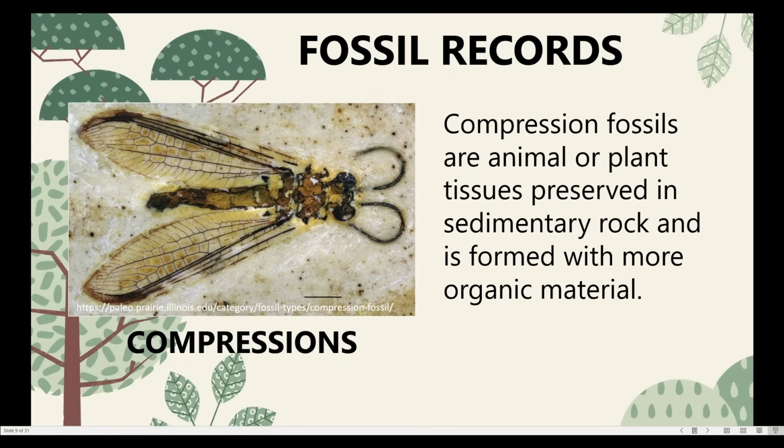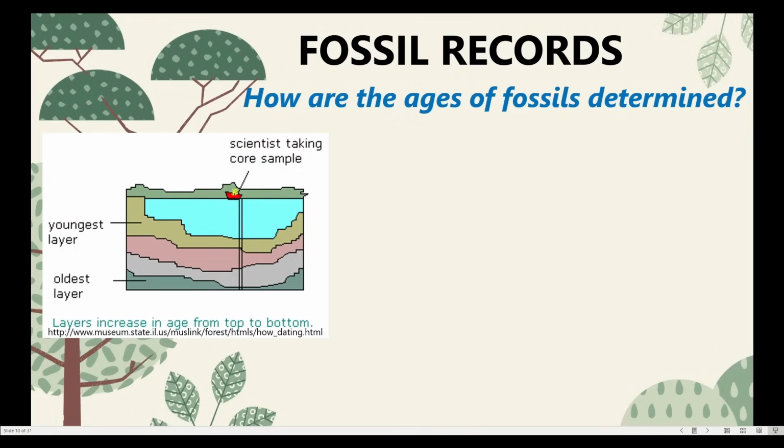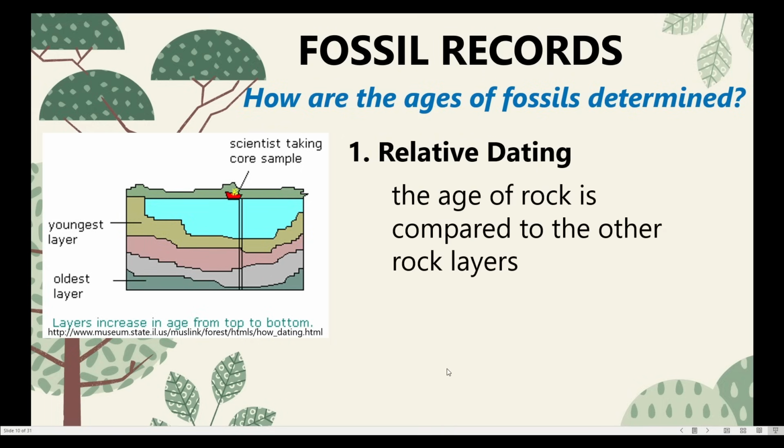The next question is, how are the ages of fossils determined? Scientists have 2 methods. First is relative dating. When we say relative dating, the age of rock is compared to the other rock layers.